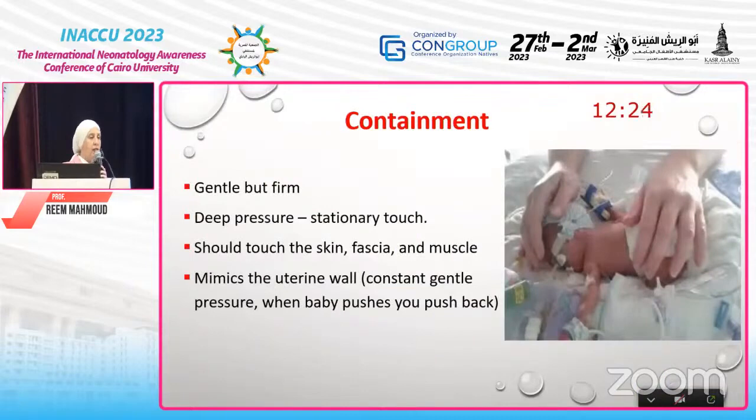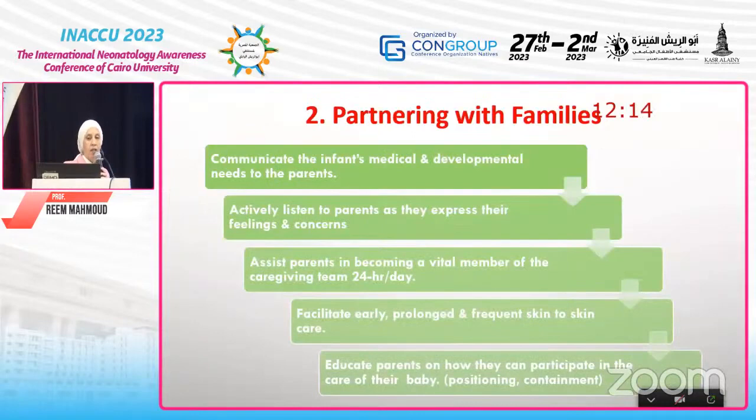Containment is applying gentle, firm, deep, and stationary touch to the baby, resembling a uterine wall. If the baby pushes, we push back. This is the optimum way to manage a baby in the neonatal ICU, and swaddling as well. We'll come to swaddling later.